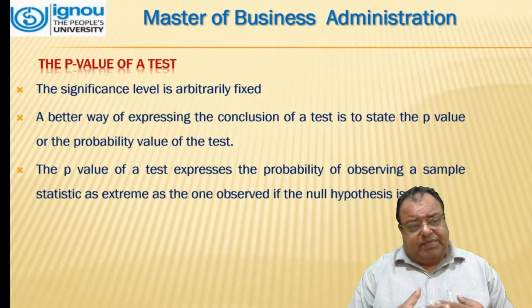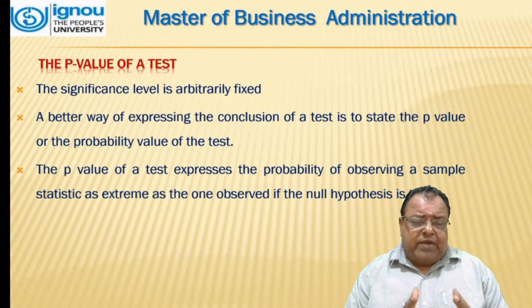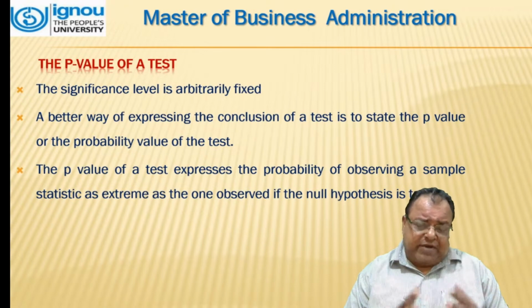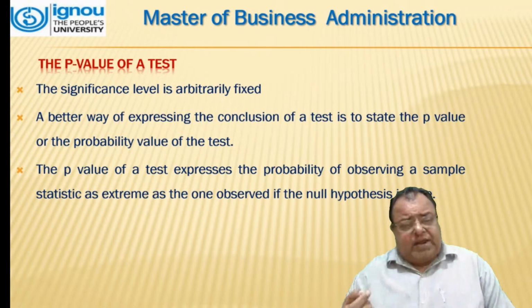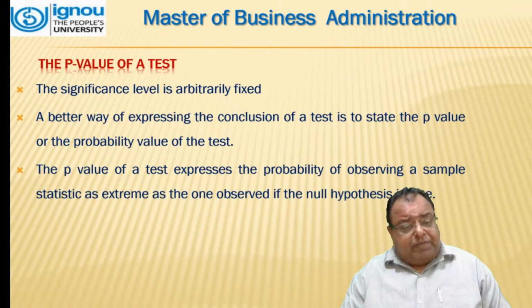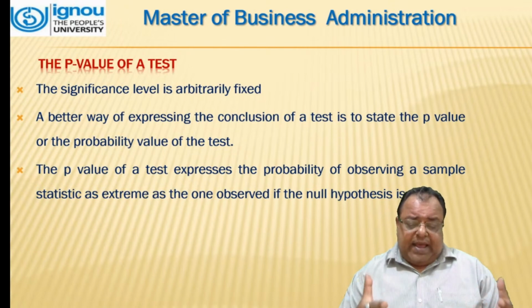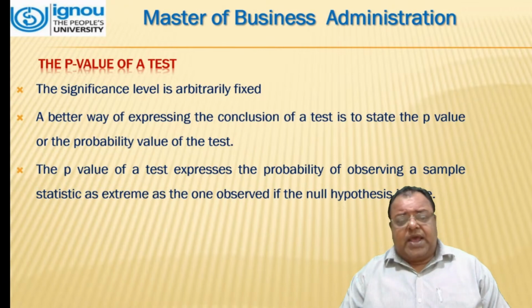P-value of a test. The significance level is arbitrarily fixed. A better way of expressing the conclusion of a test is to state the p-value, or the probability value, of the test. The p-value of a test expresses the probability of observing a sample statistic as extreme as the one we observe if the null hypothesis is true.